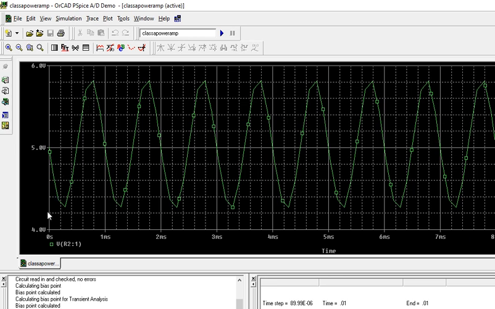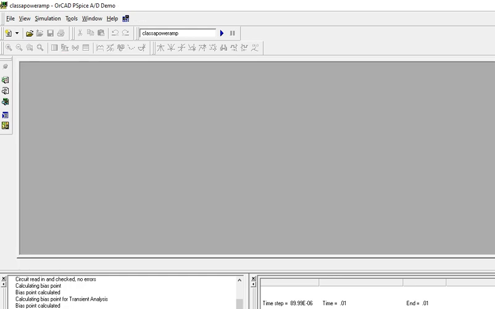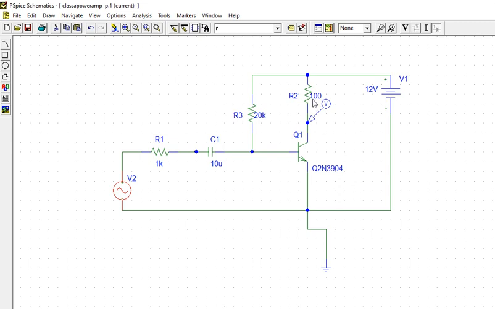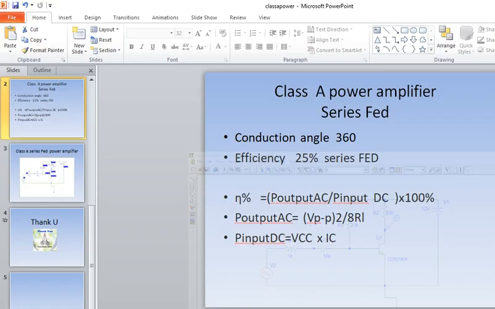From this peak to peak, calculate how many divisions it is showing, and substitute that in this formula. V peak to peak whole square, that is 1.6 whole square by 8 RL. What is RL? RL is this load, 100 ohms. Calculate this, take this ratio into 100. It should come to less than 25%. See how much you are getting. That is the efficiency of this circuit.